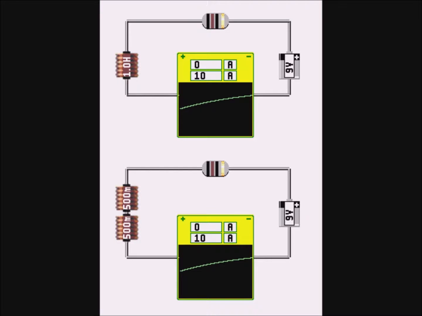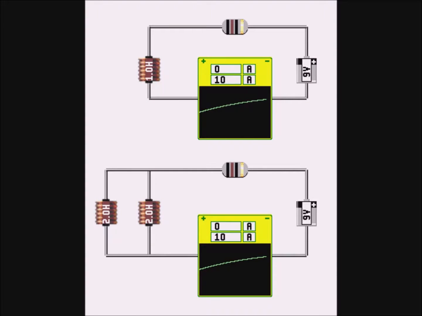For inductors in series, the total inductance is simply the sum of the individual inductances. Inductors are similar to resistors in this respect. For inductors in parallel, the reciprocal of the total inductance is equal to the sum of the reciprocals of the individual inductances. Once again, inductors are similar to resistors in this respect.